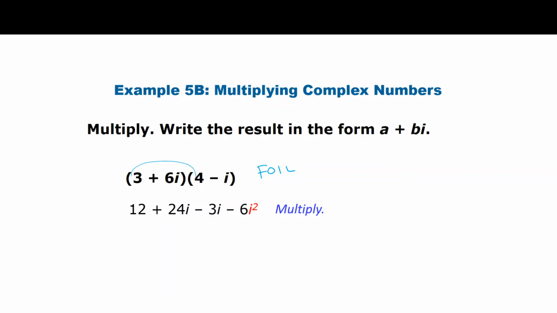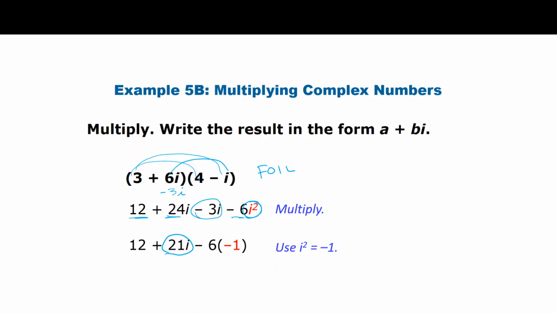So 3 times 4 is 12. 3 times negative i is plus a negative 3i. And there that is. And then 6 times 4i is 24i, and then 6 times negative i is negative 6i squared. Okay, so here we go. 12 is a real number, and 24i minus 3i is going to give us a 21i.